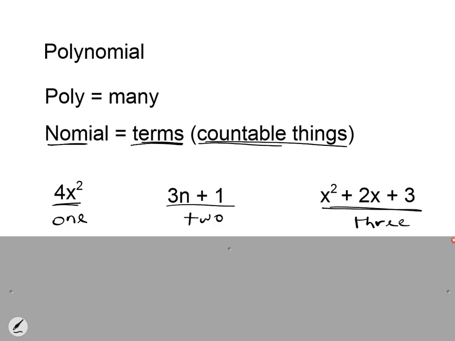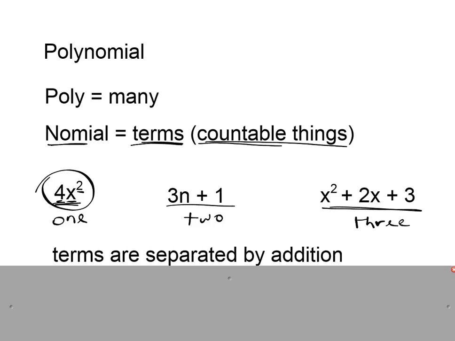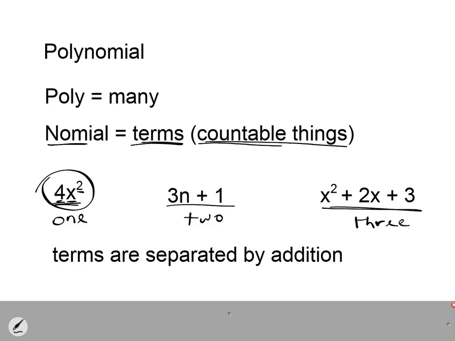Now you might be able to tell just by looking at the numbers here what the rule is, but there might be people looking at it and wondering, well, why isn't this one 3 terms? It's got a 4, it's got an x, and it's got a little 2. Why isn't that 3 different terms? Well, because we define terms as being separated by addition. So this is 3n plus 1. There is an addition separating the 2 terms. This is x squared plus 2x plus 3. There is addition separating the 3 terms. Remember from grade 7 and 8 algebra that 2x doesn't mean 2 plus x. It means 2 times x.